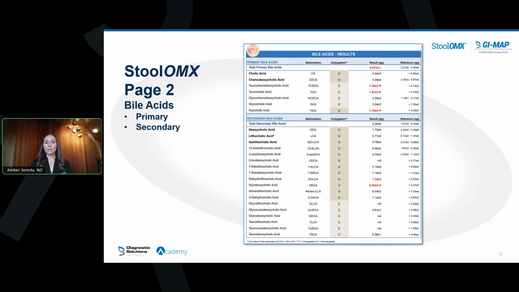The middle page of the StoolOMX add-on is to dive deeper and look at our total primary bile acids and secondary bile acids and get a look at what they look like individually. So primary bile acids on the top, and the total there, our secondary bile acids on the bottom with the total at the top of that section.